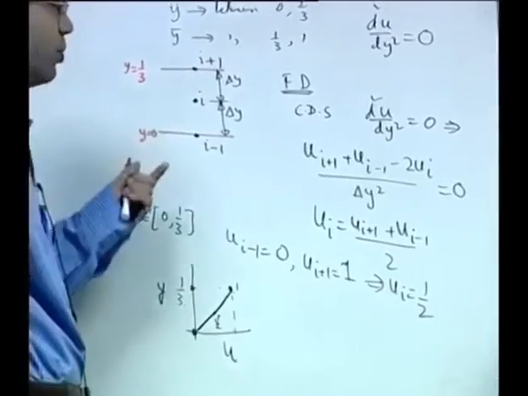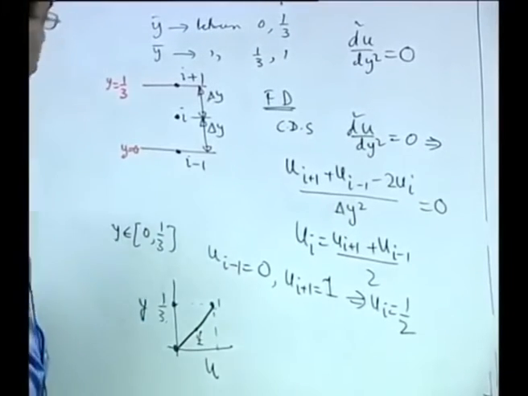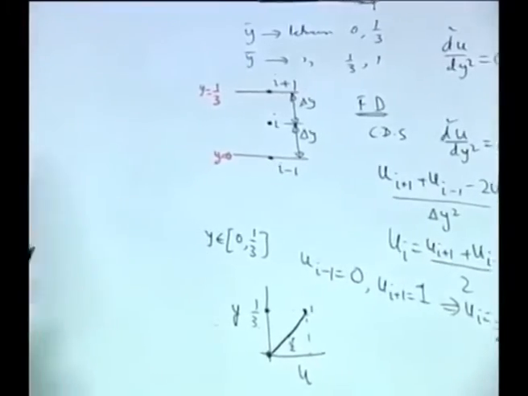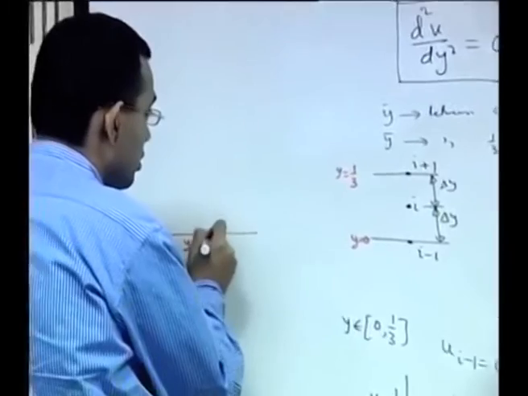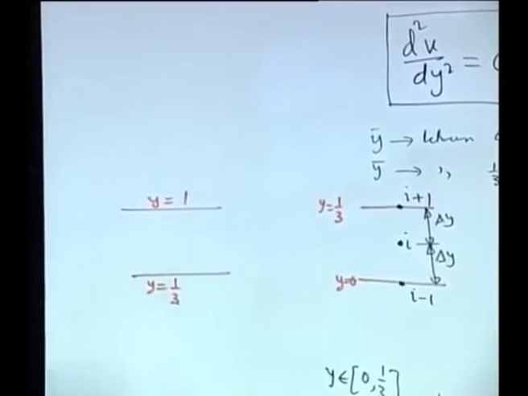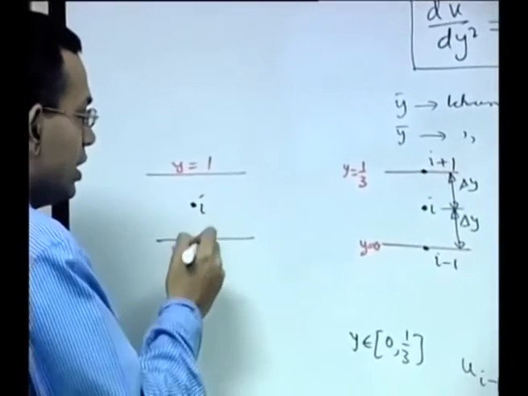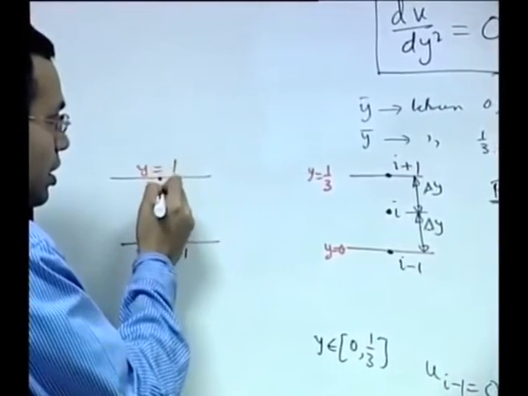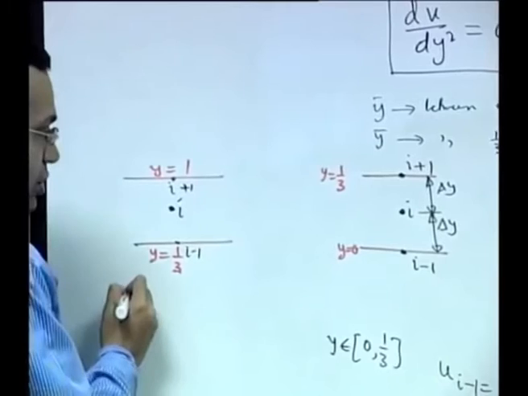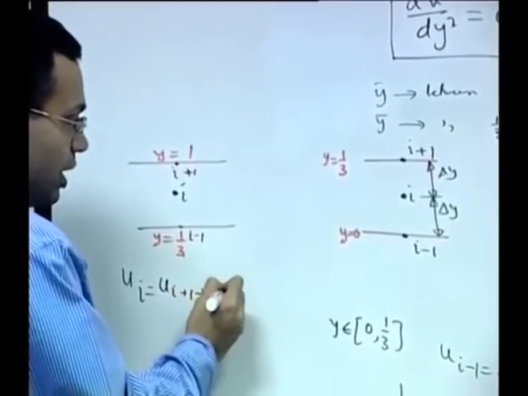What about the other part of the domain? You can use the same discretization. So, for the other part of the domain, it is y between one-third and y equal to 1. So, you can take another grid point in between. Again you can give these generic names I minus 1, I plus 1, and here also the governing equation is still the same. So, ui is equal to (ui plus 1 plus ui minus 1) by 2.